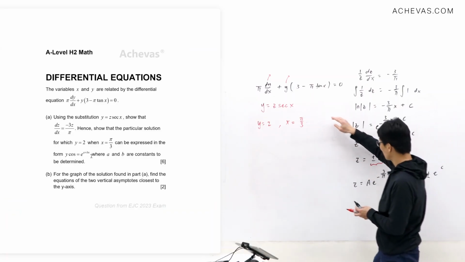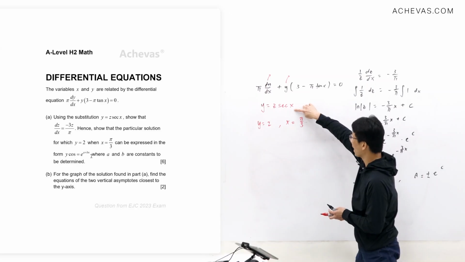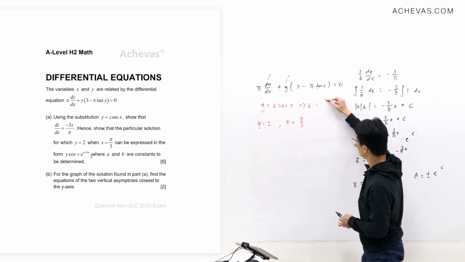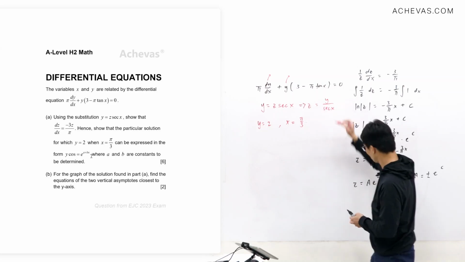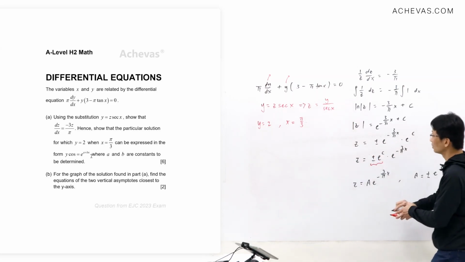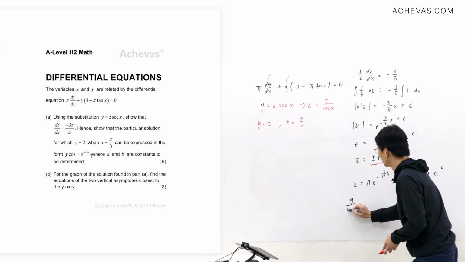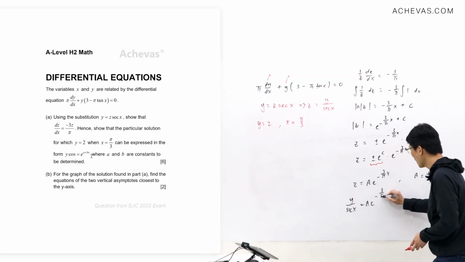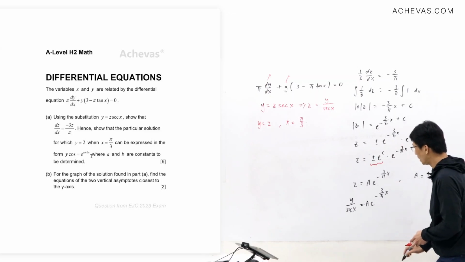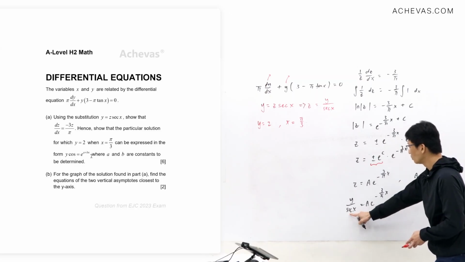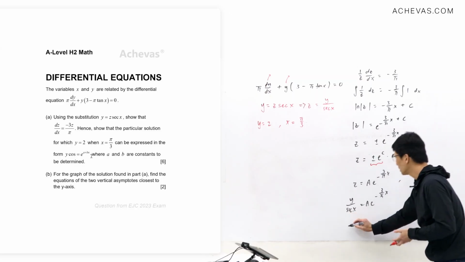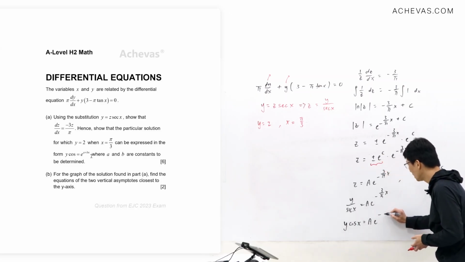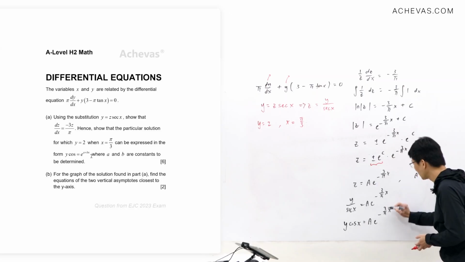But before that, I will just replace my z back with my y first. From here, we can see that z is the same as y over secant x. So I can do a replacement. So I'll get y over secant x equal to a e to the power minus 3 over pi x. And this we know that actually is the same as 1 over cosine. So I will just simplify a bit more. I get y cosine x equal to a e to the power minus 3 over pi x.